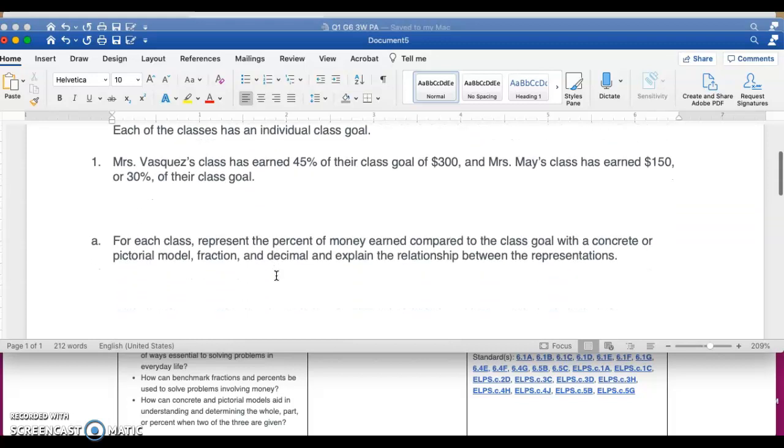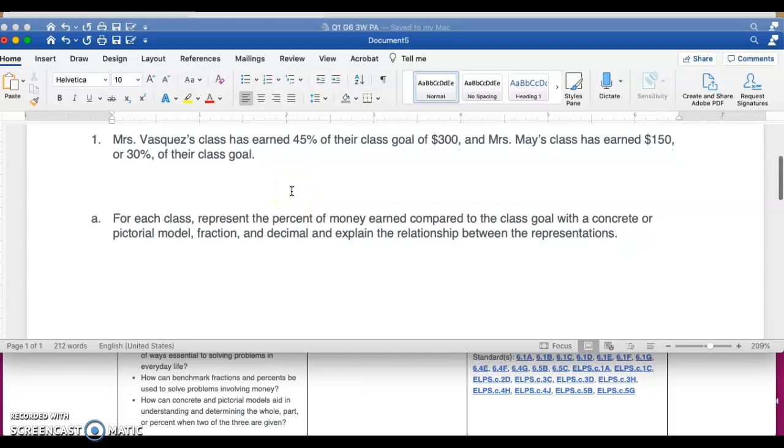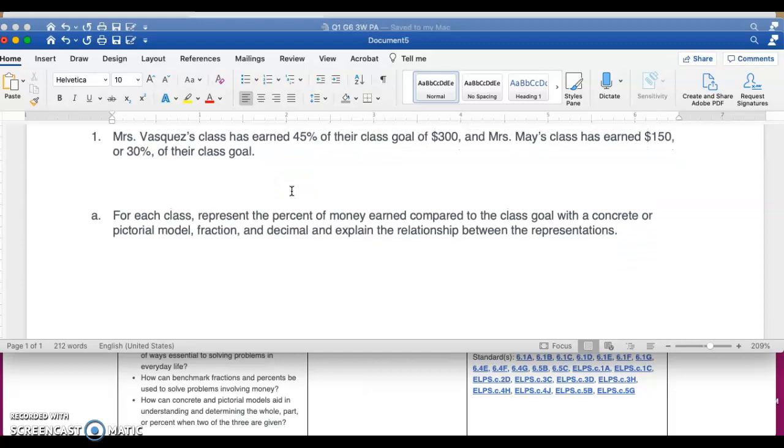So if we were looking at this first question, Ms. Vasquez's class earned 45% of their class goal of $300, and Ms. May's class has earned $150 of their 30%. Okay, so that's some percents, whole numbers. For each class, represent the percent of money earned compared to the class goal with a concrete or pictorial model, a fraction, and a decimal. So what skills would kids need to know or be able to do in order to answer this question fully?